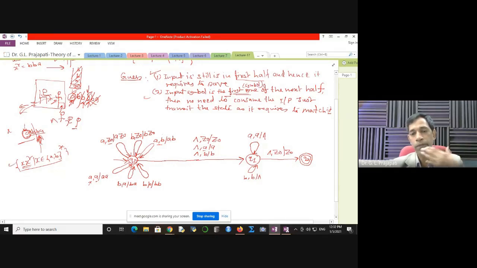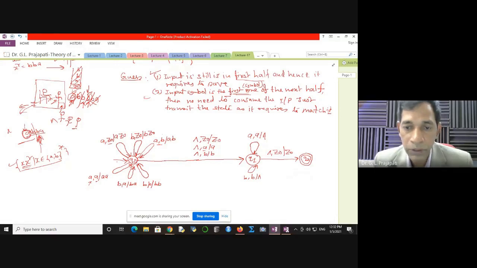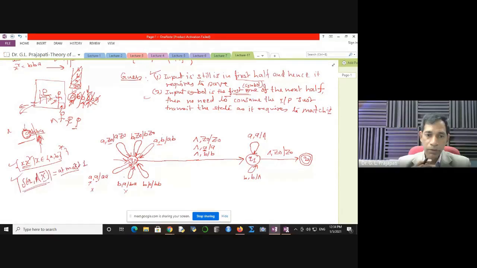Here you have the null transitions. In the presence of the null transition, this machine becomes non-deterministic. For the language XCXR, when at the midpoint you have the C, you have seen that even though a null transition was present there, the machine was deterministic. So this is the non-deterministic PDA for the given language.